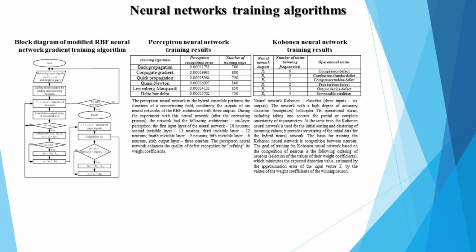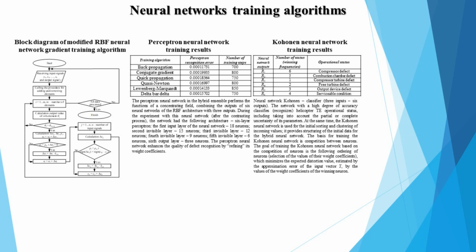The perceptron neural network in the hybrid ensemble performed the function of the constant training field, combining the outputs of 6 neural networks of the RBF architecture with 3 outputs. The table shows a comparative analysis of the perceptron training results, on the basis of which the error backpropagation algorithm is selected as the perceptron training algorithm.